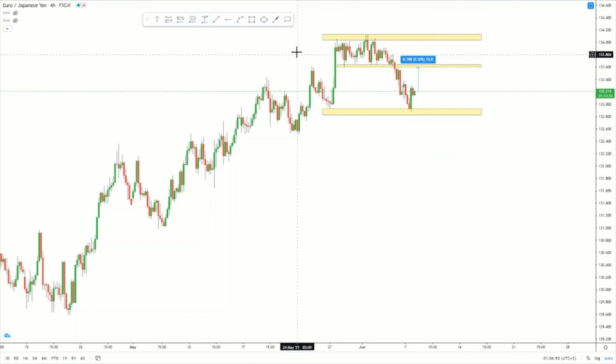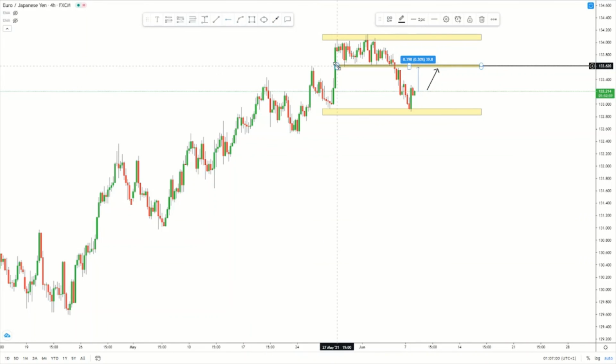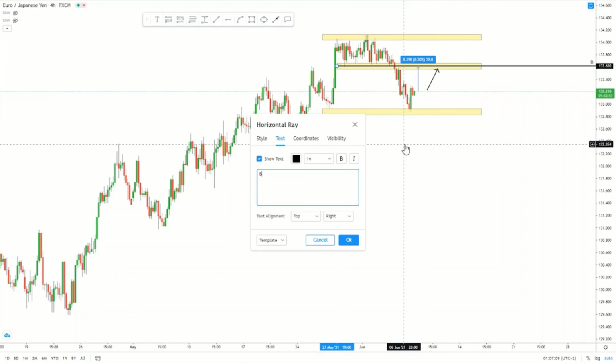That's a 39.8 pip move. So I'd say jump in on a continuation trade. Right, and I'm gonna mark this quite a small little area. Widen it. Okay. So my buyer's target.